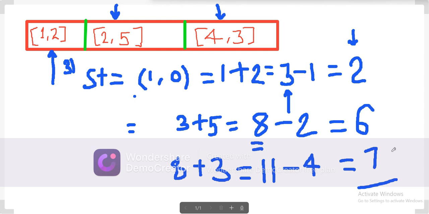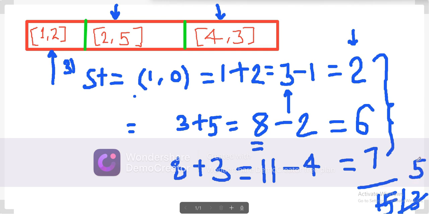If we sum up all of these, 2 plus 6 is 8, plus 7, it would be a total of 15 units of wait time. If we divide this 15 by 3, because there are 3 customers, what would be the time? It would be an average waiting time of 5. This is happening in a single traversal, so the time complexity would be O of n.